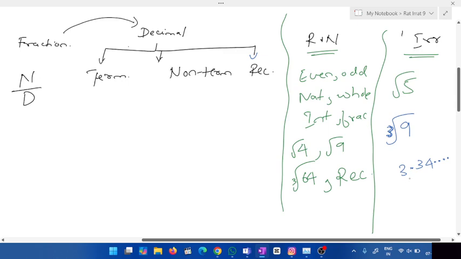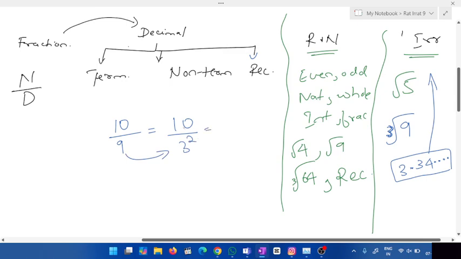All these are non-terminating values. See, students, only when they directly give a decimal, it comes under non-terminating. But if they give you 10 divided by, let me say, 9. 10 divided by 9. How do you check whether this is terminating or non-terminating? Check the denominator, right? Denominator is 3 square. Is this terminating or non-terminating?